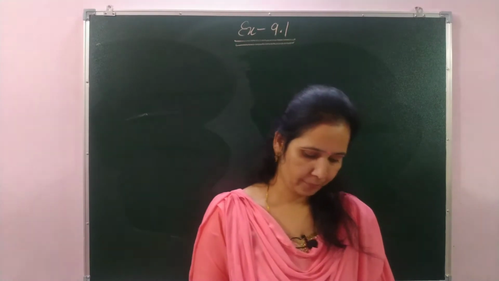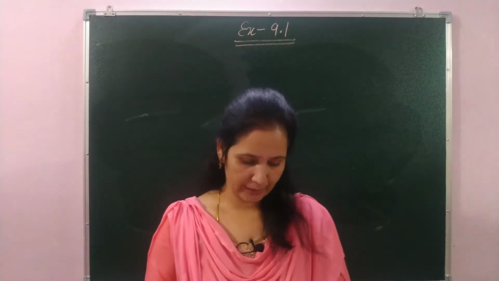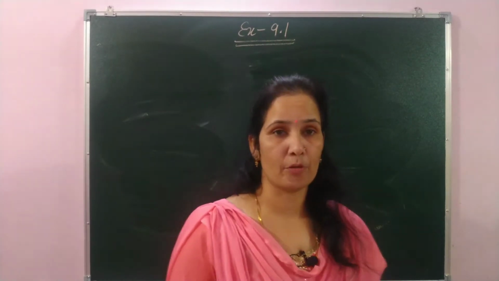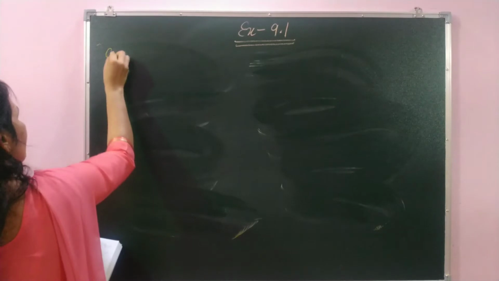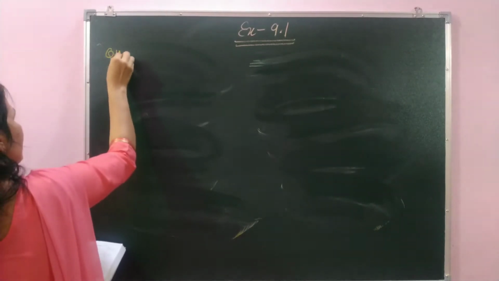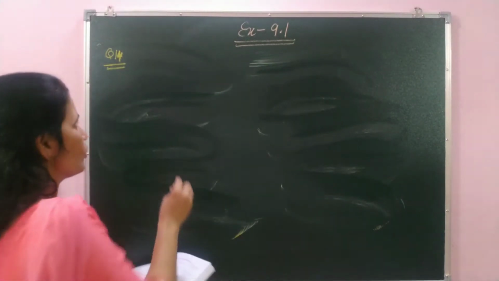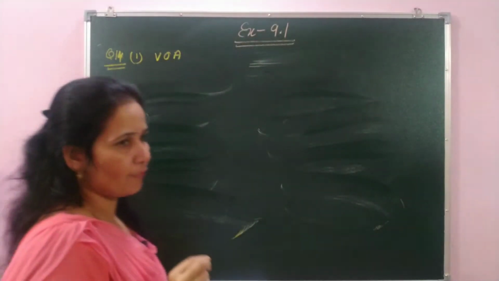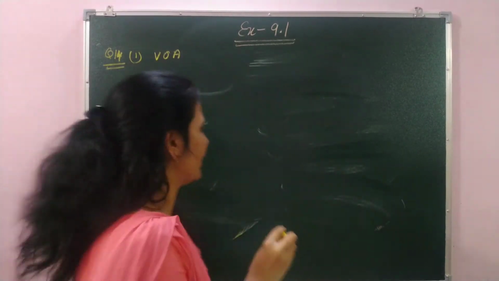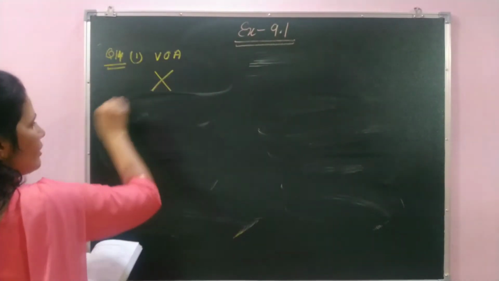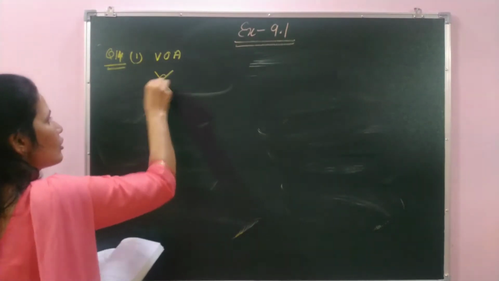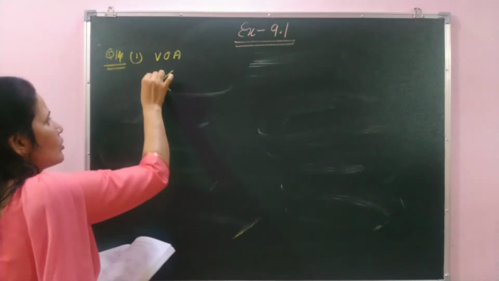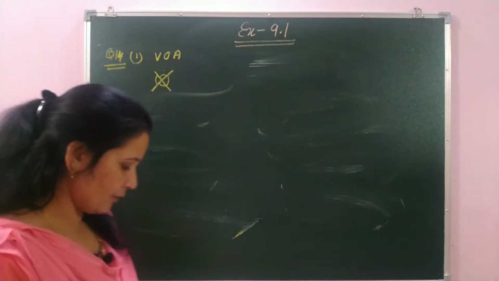Question number 14. Which letter of the English alphabet depicts first, vertically opposite angles? In question number 14 we have to find the English letter which shows any angle. So here the first one is vertically opposite angles. We have to write that alphabet which shows vertically opposite angles. So that is our letter X, because in letter X these pairs of angles are vertically opposite angles. Okay, so this is the first part.